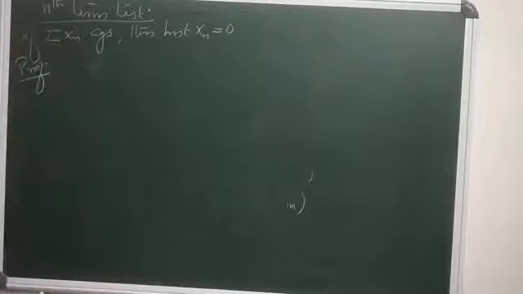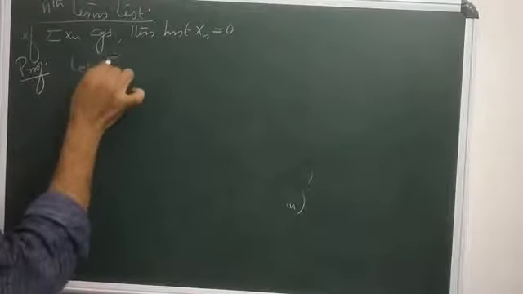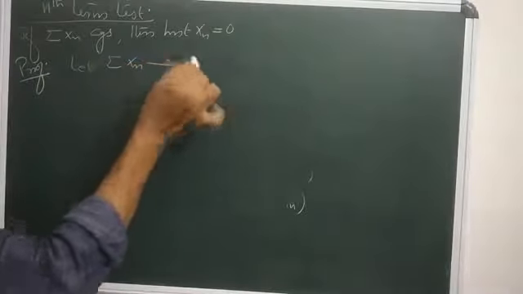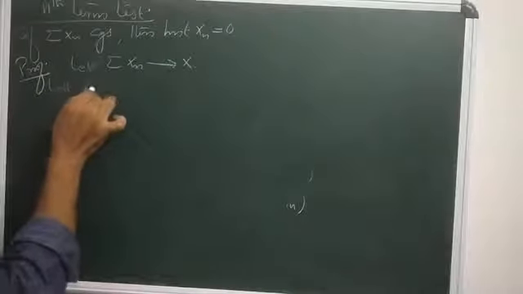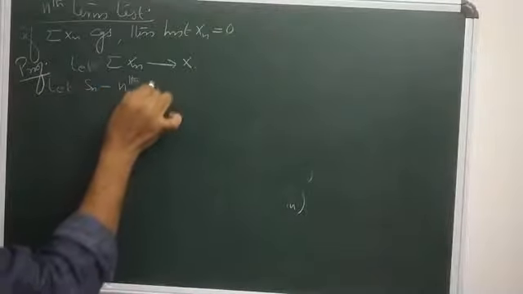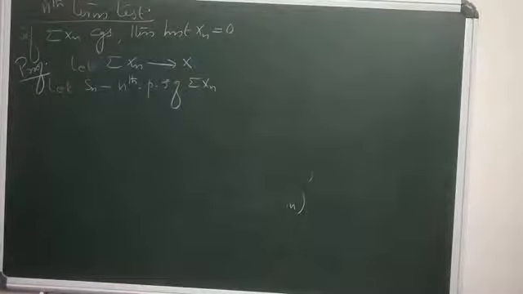But here, the nth term test tells us that if sigma xn converges, then limit xn equals 0. How to prove this one? Let sigma xn converge to x, because it is given that sigma xn converges. Let Sn be the nth partial sum of sigma xn.